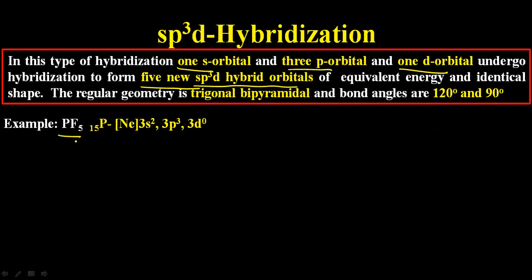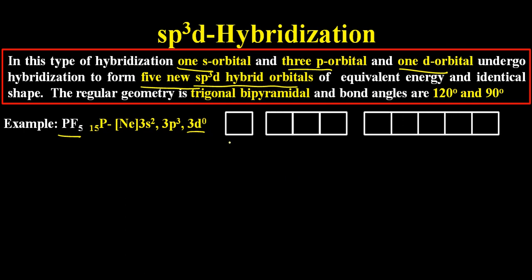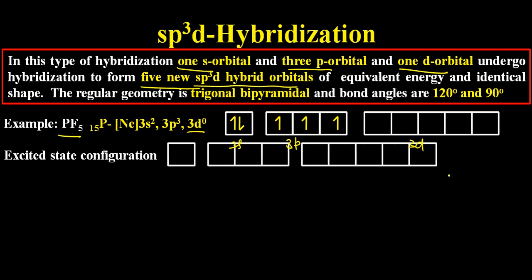Phosphorus is the central atom with 15 electrons because its atomic number is 15. So we have the configuration as 3s2, 3p3 and 3d0. In this case, the 3d subshell is lying vacant, and in the d subshell we have 5 orbitals. So this is 3s, this is 3p and this is 3d, and there are 2 electrons in the 3s subshell and 3 electrons in the 3p subshell. Now we need 5 unpaired electrons because we have to accommodate 5 fluorine atoms. For that, one of the electrons from the 3s subshell is excited to the vacant 3d orbital, giving 5 unpaired electrons now.